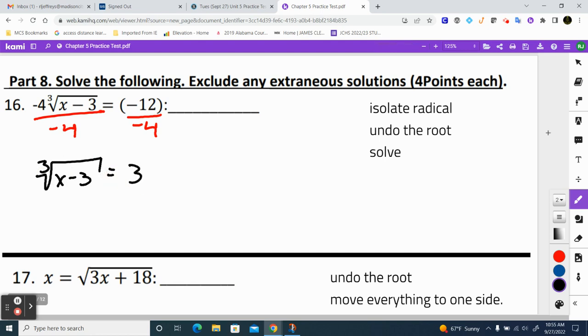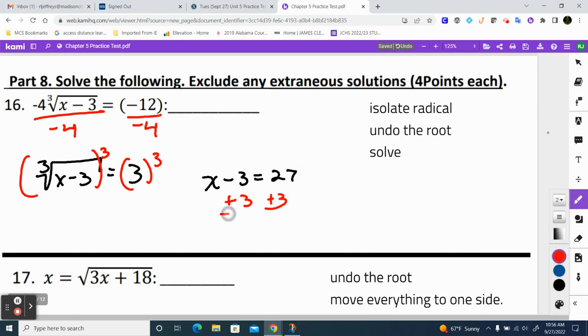Then we have to undo the root. If this is a cube root, what do we need to do to both sides? Raise it to the third power. Then x minus 3 equals 27. Add 3, add 3. X equals 30. That's it. I did what it said over here.